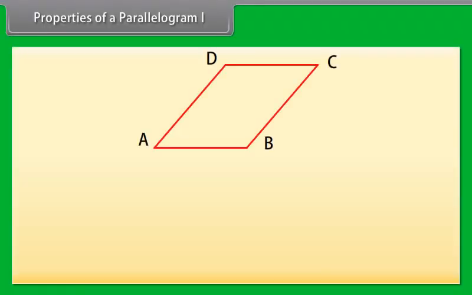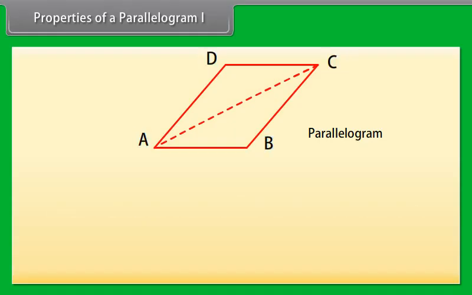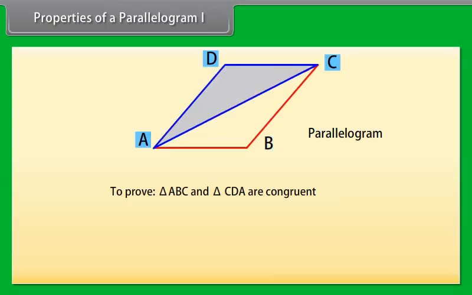Properties of a parallelogram. 1. The property of a parallelogram says that a diagonal of a parallelogram divides it into 2 congruent triangles. Let's prove this theorem. Let ABCD be a parallelogram and AC be a diagonal. We can see that the diagonal AC divides parallelogram ABCD into 2 triangles, triangle ABC and triangle CDA. We need to prove that triangle ABC and triangle CDA are congruent.